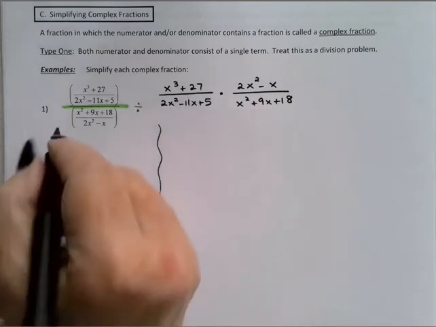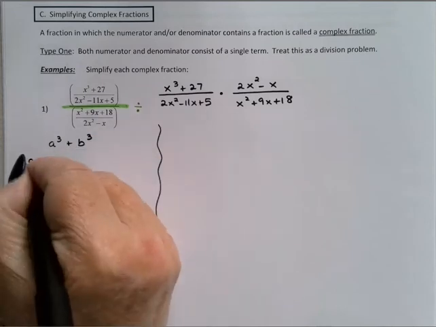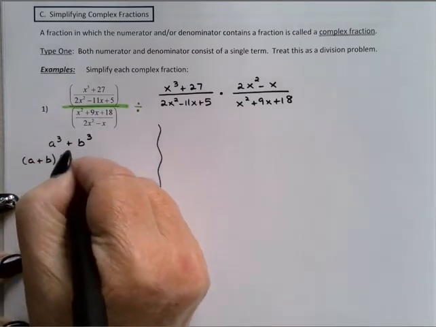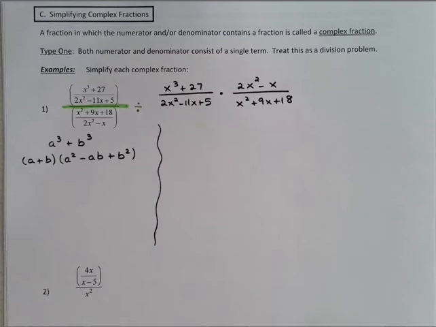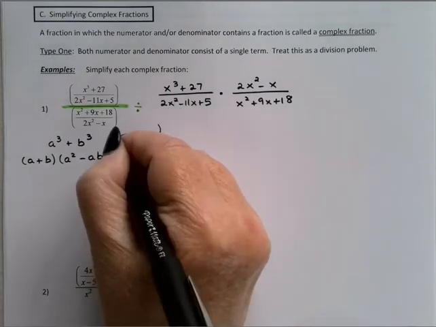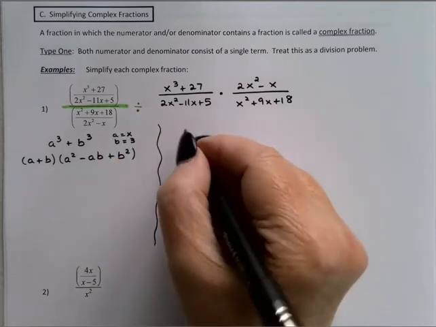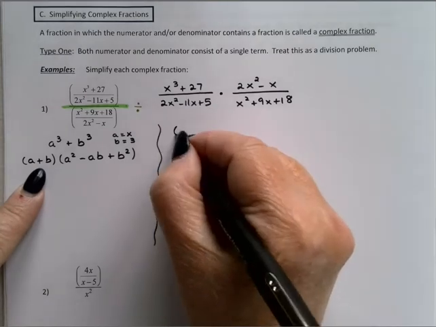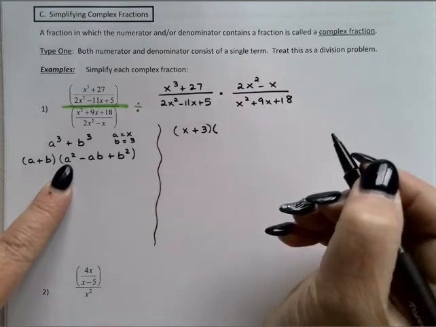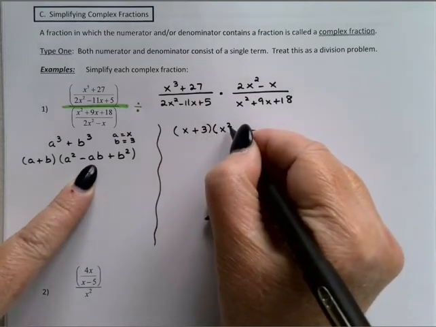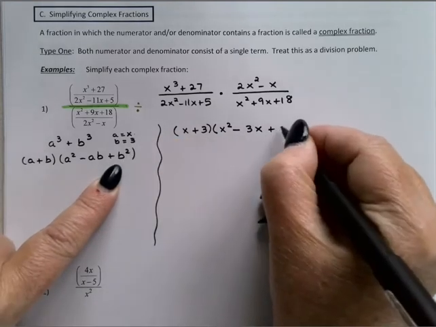With the x cubed plus 27, I see that as a sum of cubes. And my sum of cubes formula is a plus b times a squared minus ab plus b squared. In this case, our a is just x, and it looks like the b would have to be 3. So a plus b, I'm going to put this right on the top of the fraction. A plus b is x plus 3. A squared would be x squared minus ab would be 3x plus b squared, which is 9.